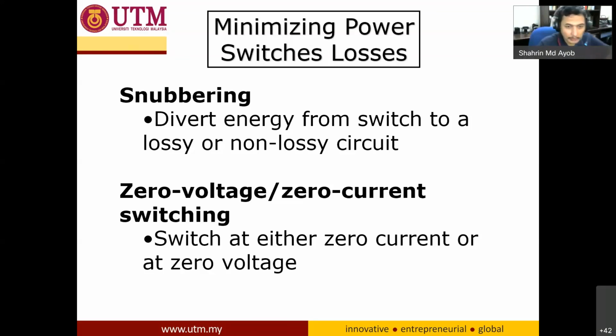Sometimes, if you go for a final year project under power electronics and your lecturer asks you to design a switching technique to minimize the power losses, the method is popularly known as ZVS and ZCS, zero voltage switching and zero current switching. In general, this technique is called the soft switching technique.